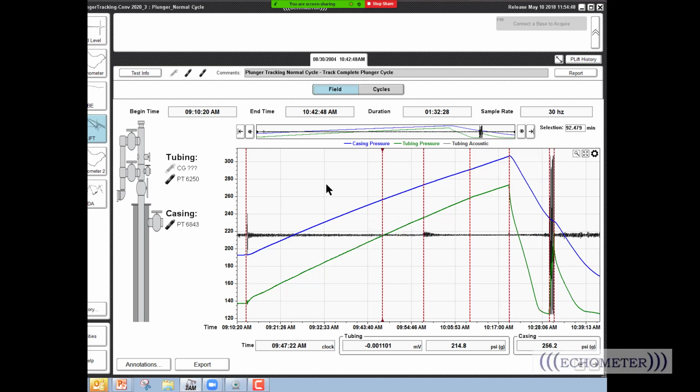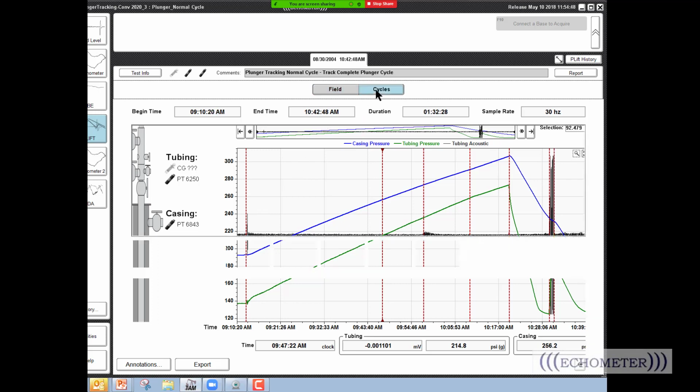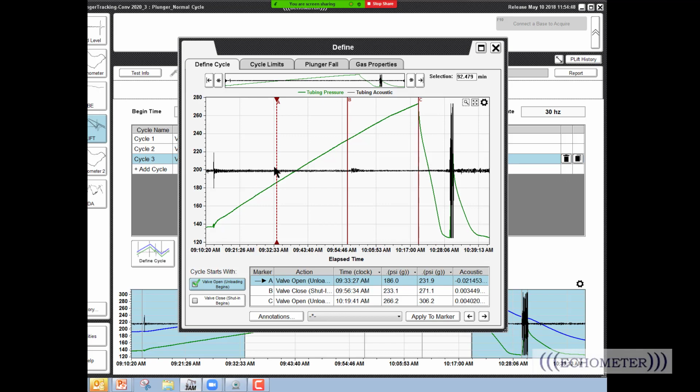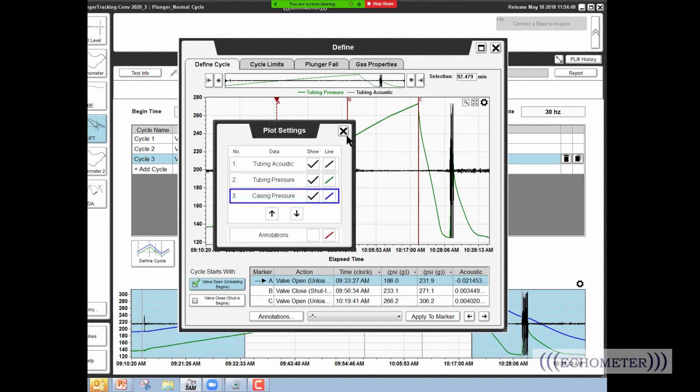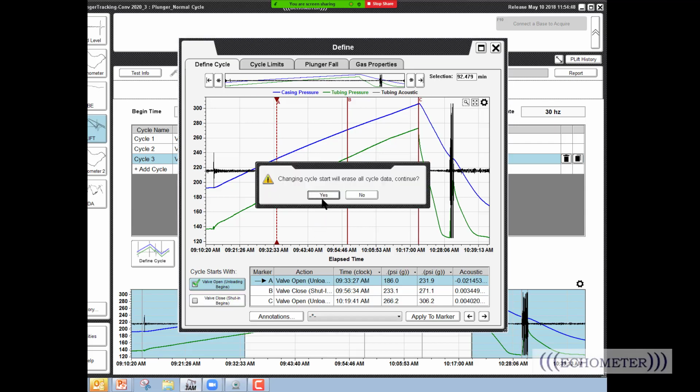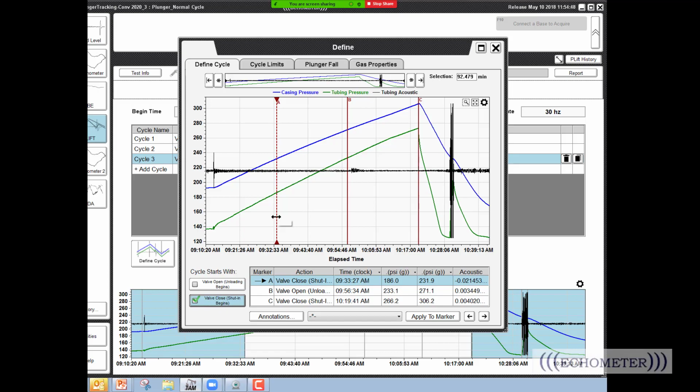If I go into analyze the cycle, and this is the cycle I'm going to analyze, I can click cycle and say add a cycle. This is the cycle I just added, and I go to define the cycle, and this screen pops up. First of all, I'm going to turn the casing pressure back on. So there's my casing pressure, tubing pressure, and acoustic signal. And the cycle begins right here when the valve closes. So I say valve closes to begin the cycle and say yes. And so this is the beginning of the cycle right here.